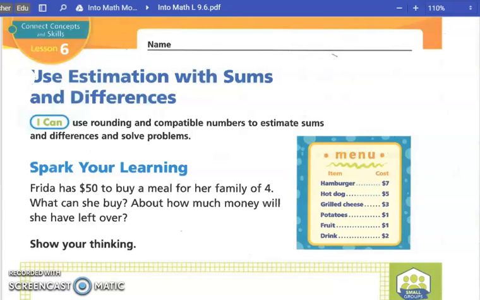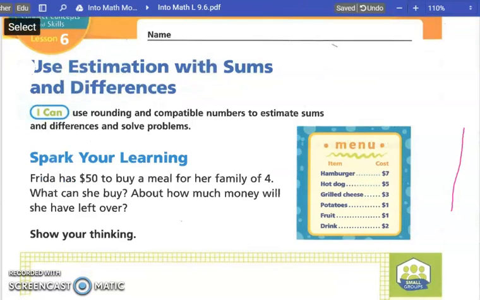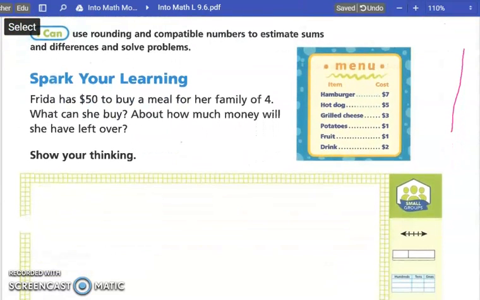Okay? So on this Spark Your Learning, it says Frida has $50 to buy a meal for her family of 4. What can she buy and about how much money will she have left over? Now, there is probably a combination of things that Frida could buy, but we're going to work this together and we're going to choose one way. Okay?